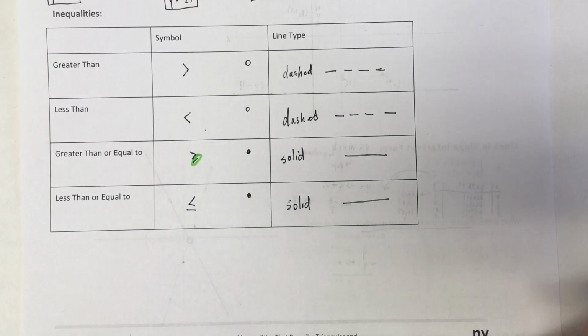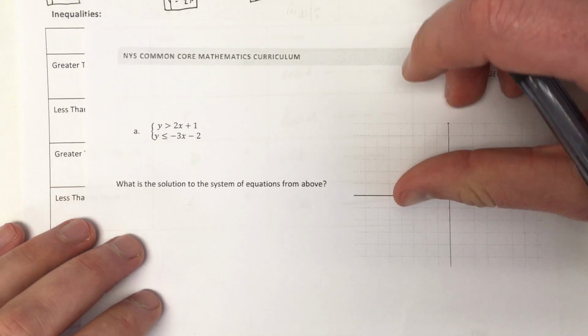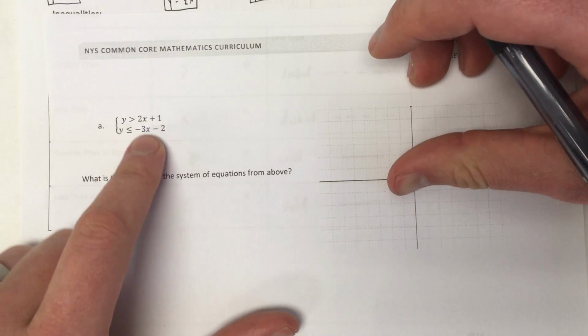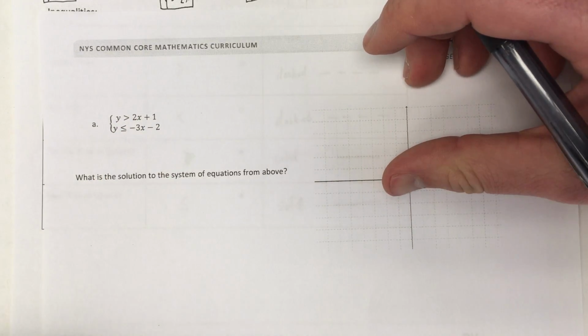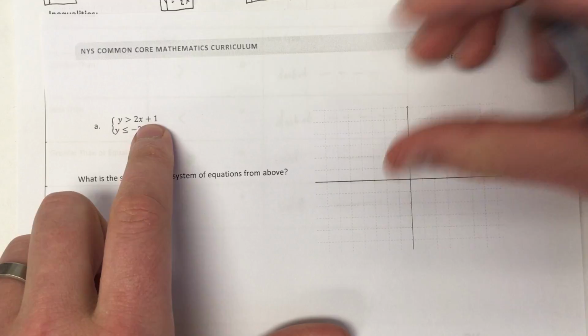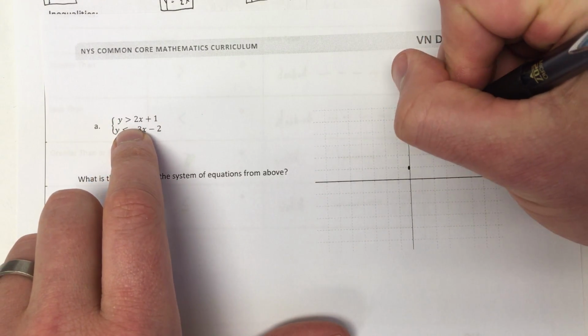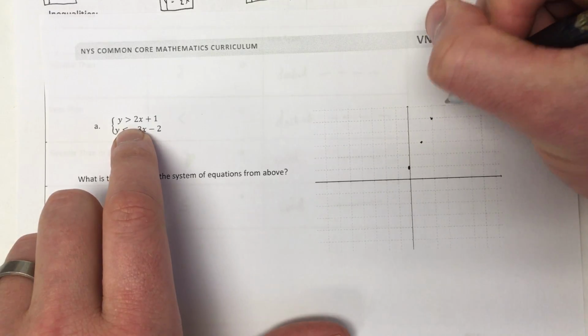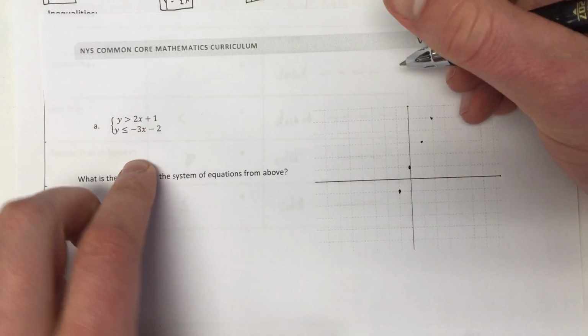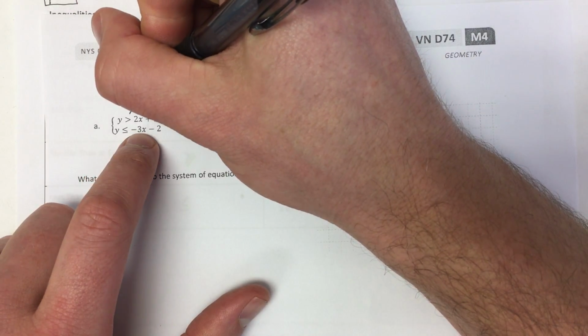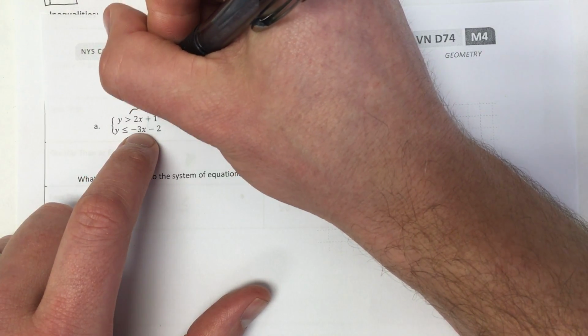Okay, so putting these things together in a graph, it would look like this. Now you've seen this one already, so I'm just going to use the slope-intercept form real quick. My y-intercept is 1, so I'm going to put a dot. My slope is 2 over 1, so I'm going to go up 2 over 1, up 2 over 1, and so on. Now, because this is a greater than sign, I know that this is going to be a dashed line.